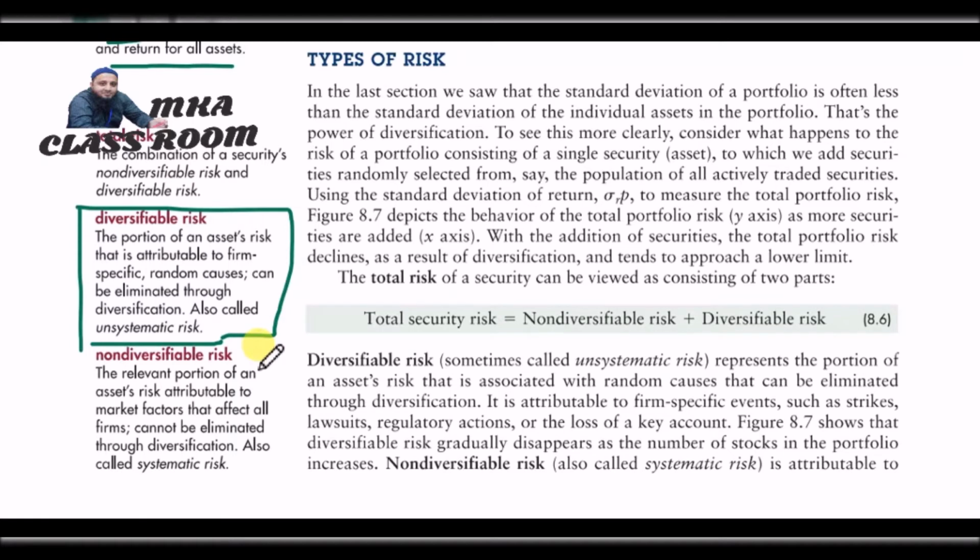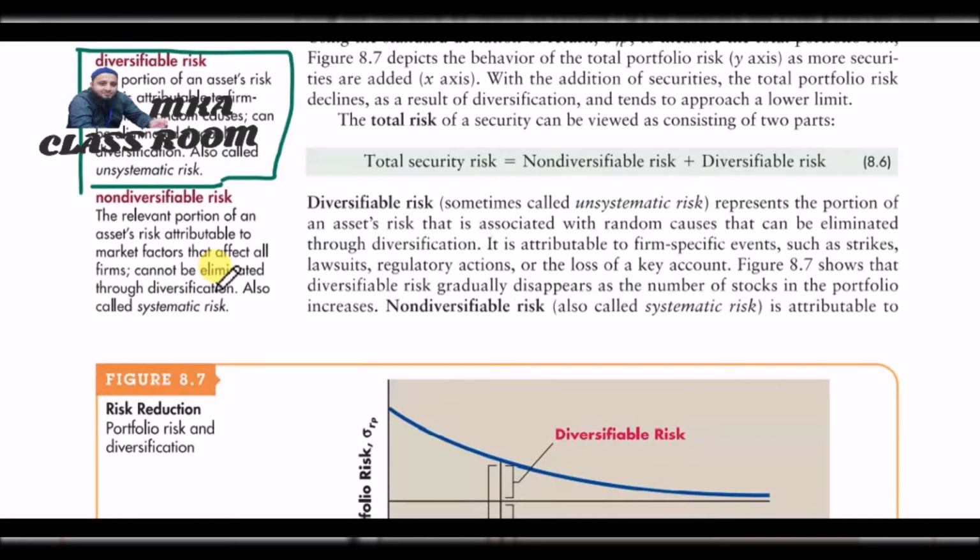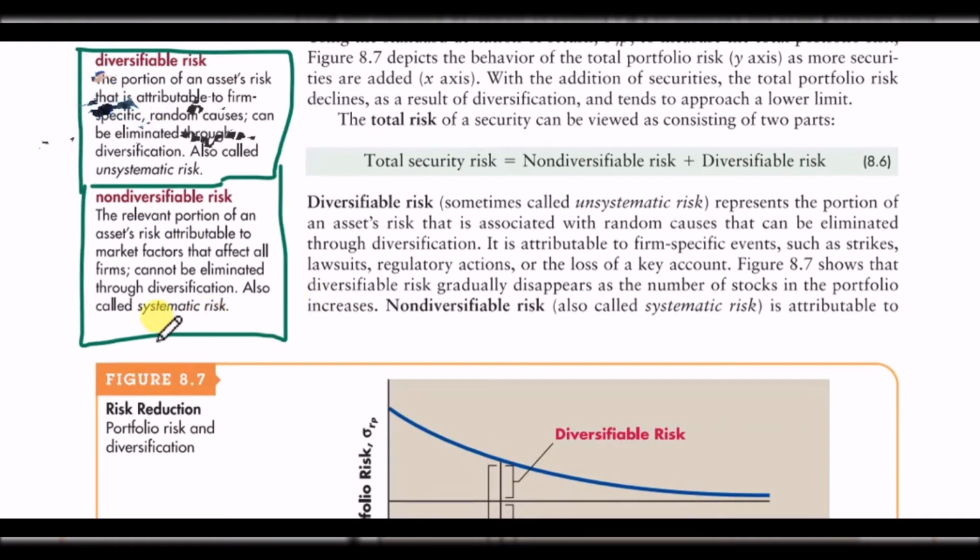So diversifiable risks are risks that can be eliminated through proper diversification, where if we make a portfolio, then we can reduce the diversifiable risks. In the same way, non-diversifiable risk is the relevant portion of an asset's risk attributable to market factors that affect all firms and cannot be eliminated through diversification, also called systematic risks.